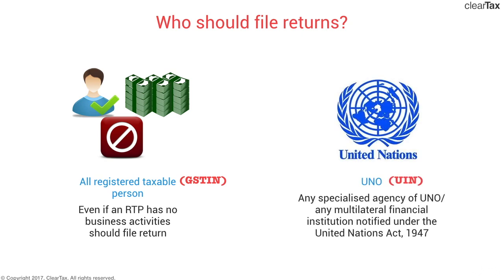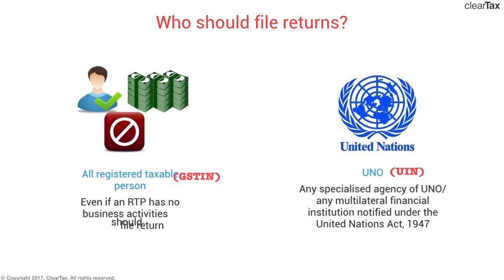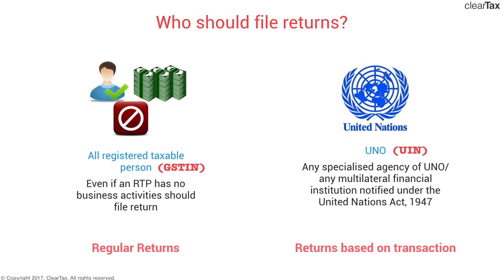There was another person apart from the registered taxable person who's issued an identification number under GST. The UNO and related agencies are issued a unique identification number, UIN, and therefore any specialized agency of UNO, any multilateral financial institution who is notified under the United Nations Act of 1947, all of them have to file returns. Their returns are very simple, and for each transaction there's nothing complicated at all, and in this module we are not going to go into detail of their returns because it's a special case.